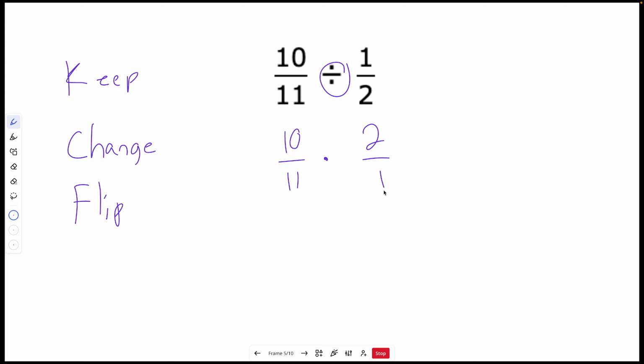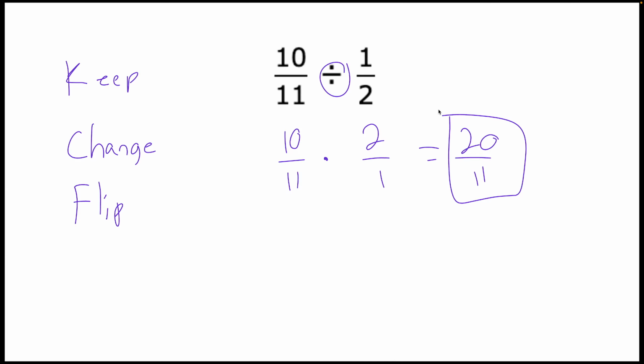so reverse it. And now you should already know how to multiply fractions, right? So now this just becomes 20 over 11, and this is your final answer. So when you see division of fractions, you keep, change, flip, and then you just multiply.